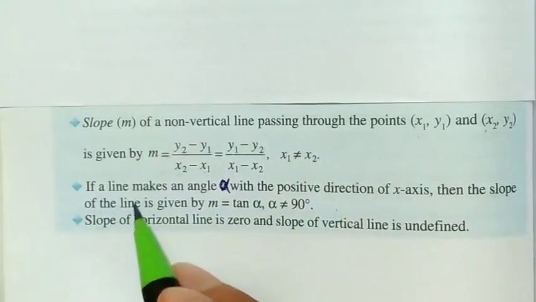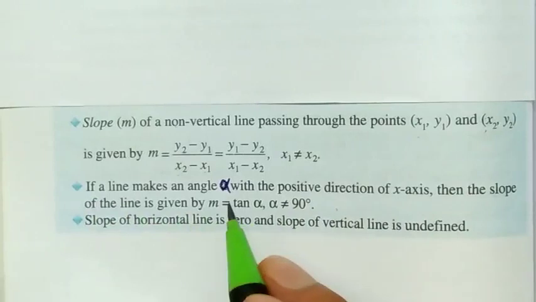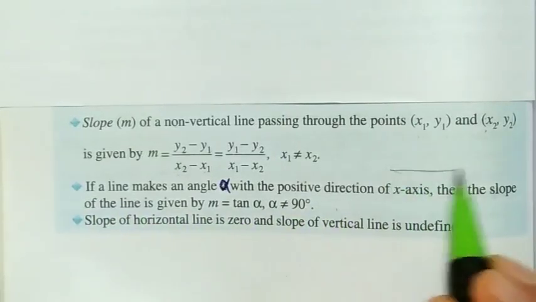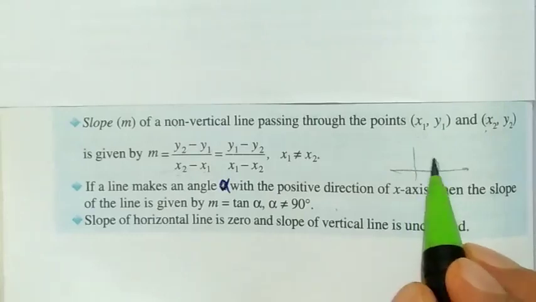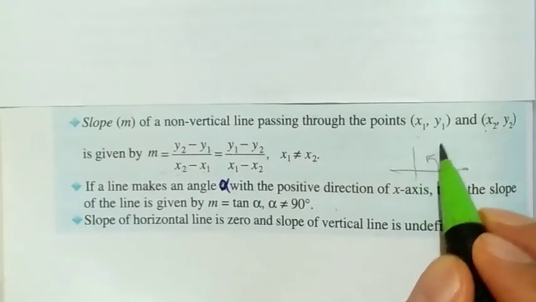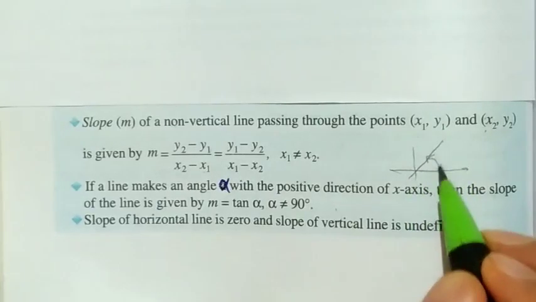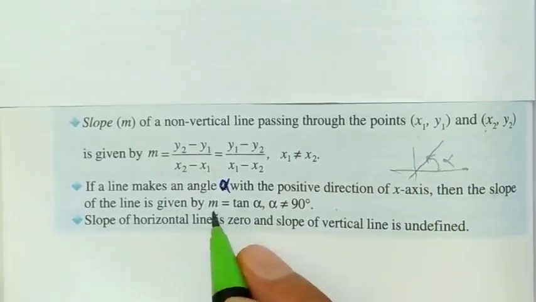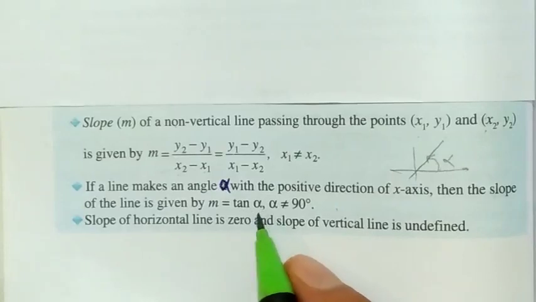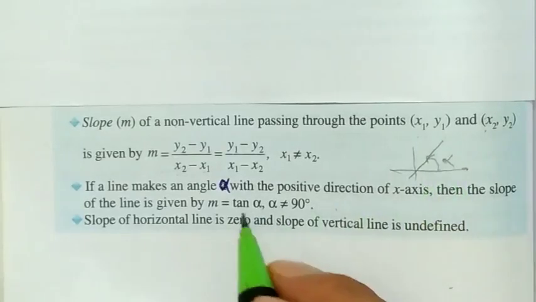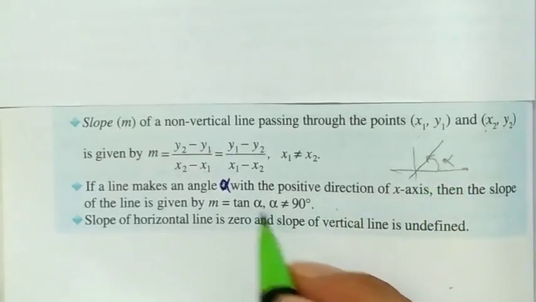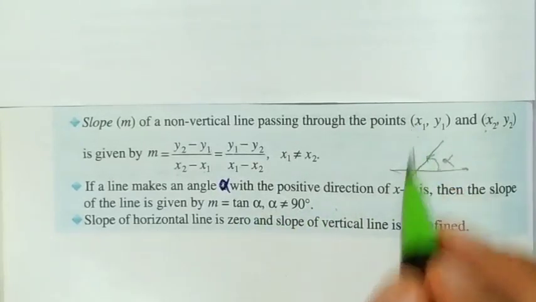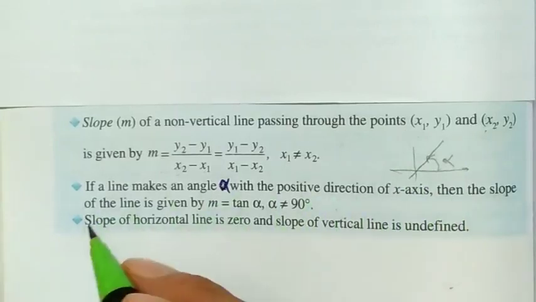Second point, if a line makes an angle alpha with the positive direction of the x-axis. This is the x-axis, so positive direction means this one. Let's say this is the line, so from the positive direction of the x-axis this is alpha. Then the slope of the line is given by m equals tan alpha. Slope is m or tan alpha, where alpha is not equal to 90 degrees, because if alpha is 90 degrees, again it is a vertical line, that is not defined.